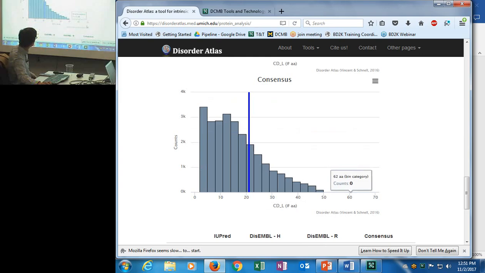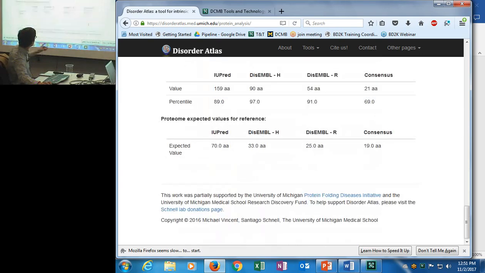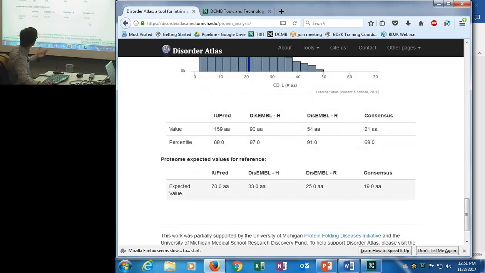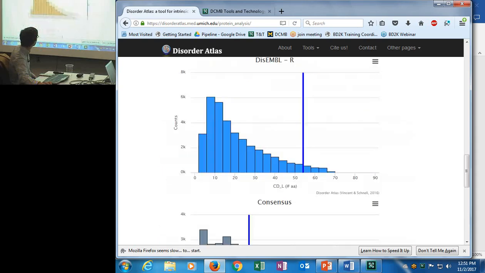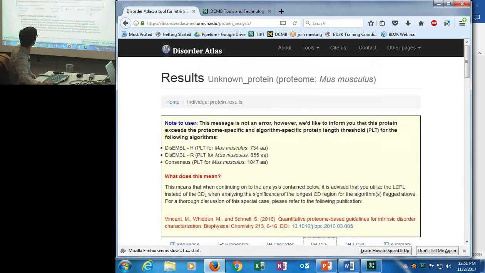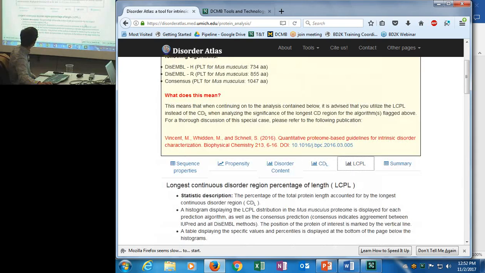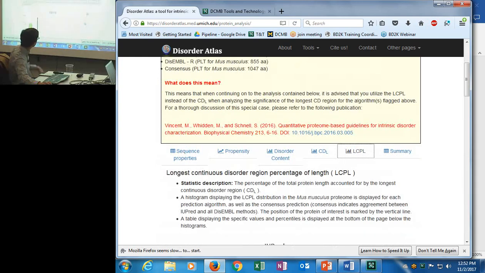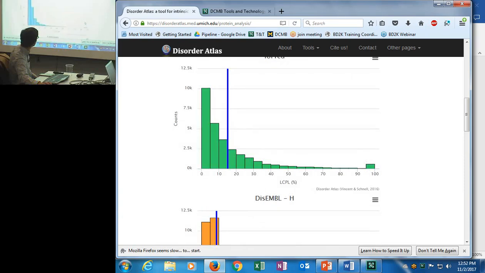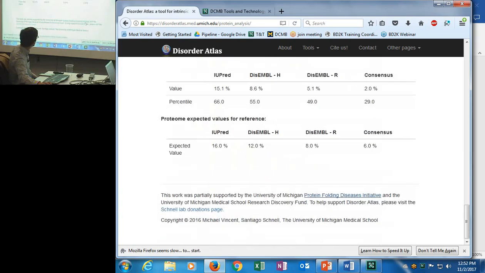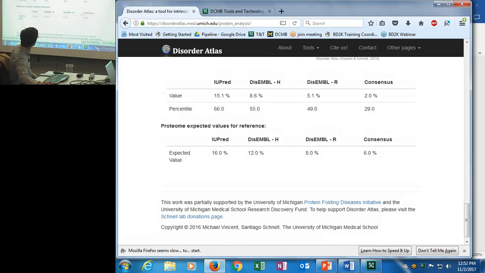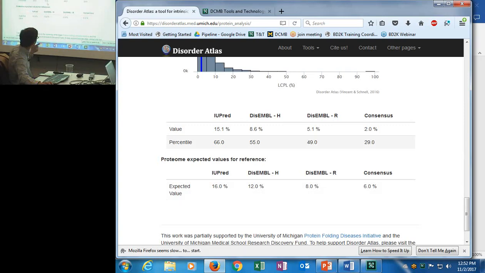And we have here the consensus. The interesting thing is that even on the consensus, of course, it gives you a high value. So you're in the 69th percentile on the consensus. And then finally, it will give you the longest continuous disorder region by percentage of length. In this case, if you look at the numbers, I didn't show you those. Based on the length, it is not that anomalous, so the protein is close to the average values.